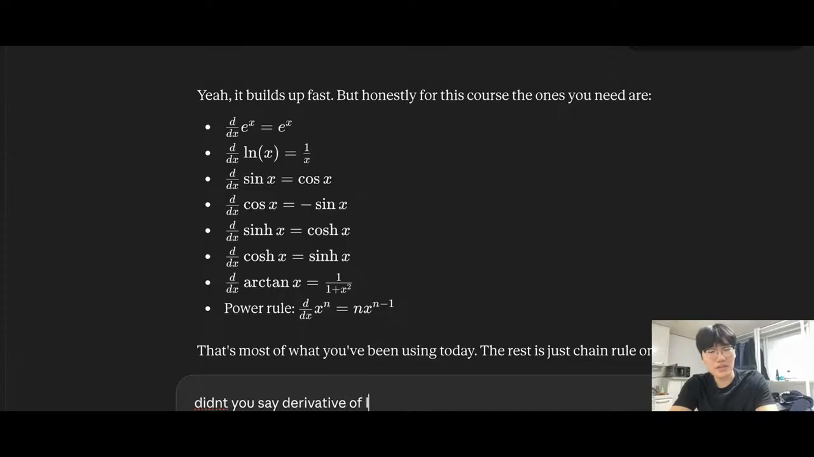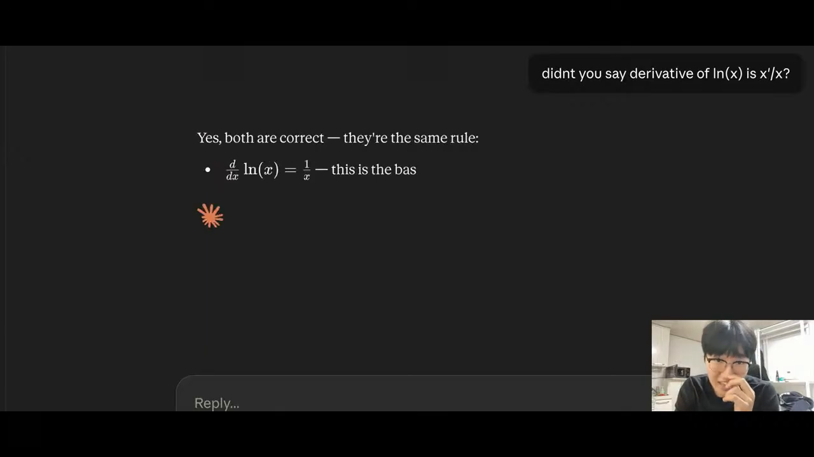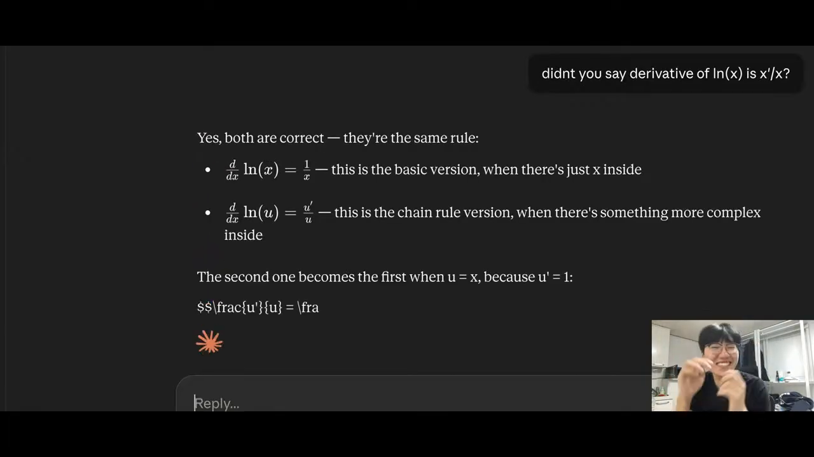Derivative of ln is x prime over x. Both are correct. They are the same rule.